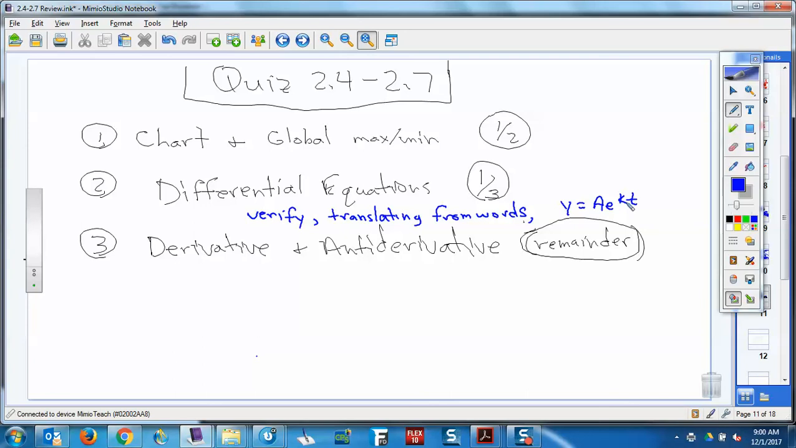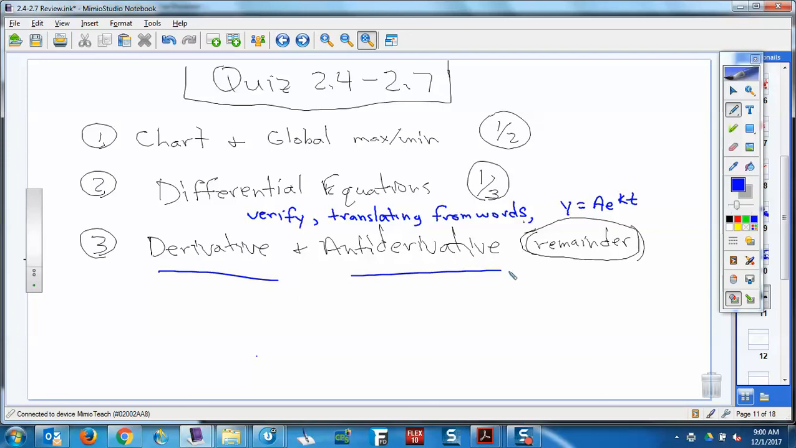Y prime equals k times y. The rate of change is proportional to the amount you have. The more you have, the faster it grows. The less you have, the slower it grows. Okay? It's just a very basic kind of thing. So being able to do something with bank interest, population growth, expect something like that. Okay? And then the rest is just using your formulas and maybe a few antiderivatives as well.